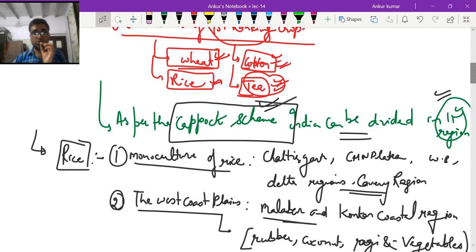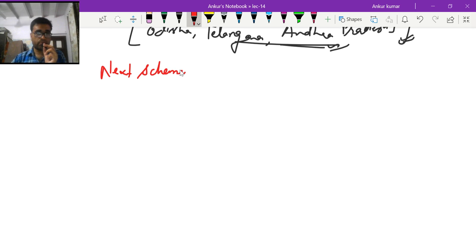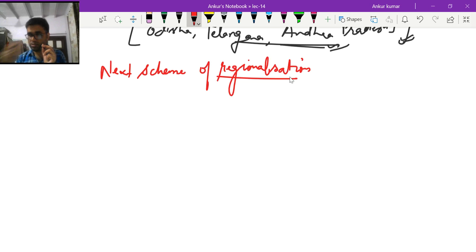Now moving on to the next scheme of regionalization of India that we will do, which is based on the agroclimatic regions.